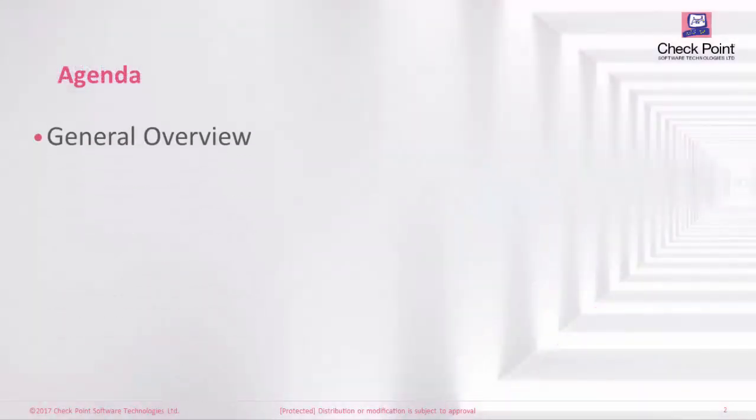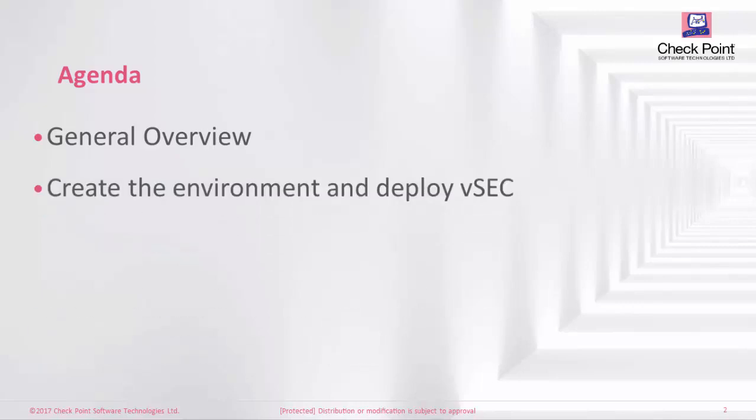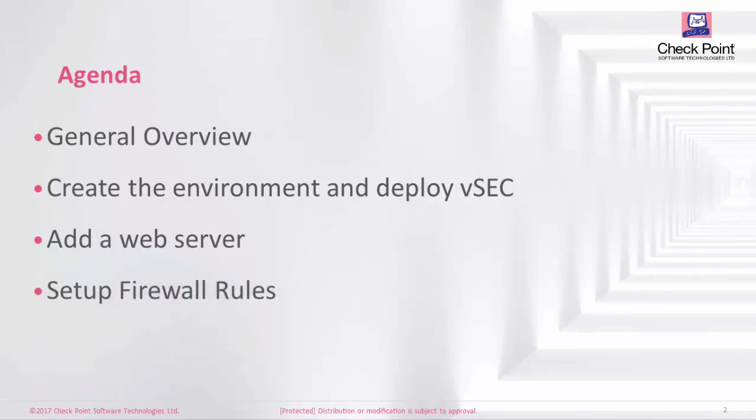We will start with a general overview of our environment and the topology that we are about to implement. We will continue and create the environment and deploy vSEC on top of it. We will add a web server onto the environment into a secure location. We will set up the firewall rules to securely publish the web server to the internet. And we'll demonstrate adaptive policy feature within Check Point.